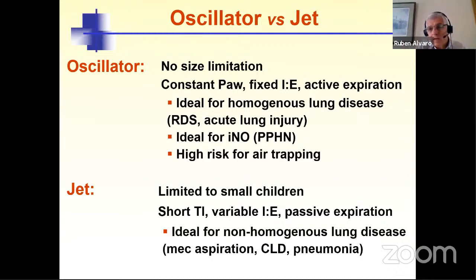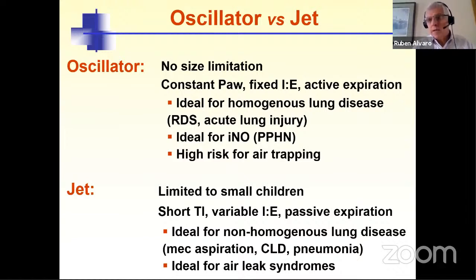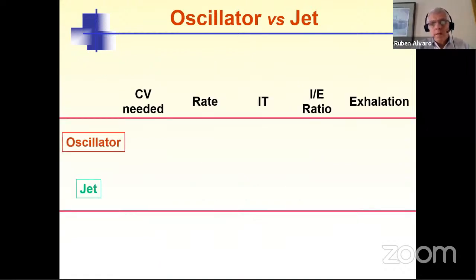The jet is ideal for non-homogeneous lung disease, like meconium aspiration, chronic lung disease, and pneumonia, and is also ideal for air leak syndromes. If I were to summarize, I would say the oscillator in general is better for oxygenation. The jet is much better for ventilation, okay? So the oscillator on the top, the jet on the bottom, the oscillator doesn't need a conventional ventilator to work. The jet does.